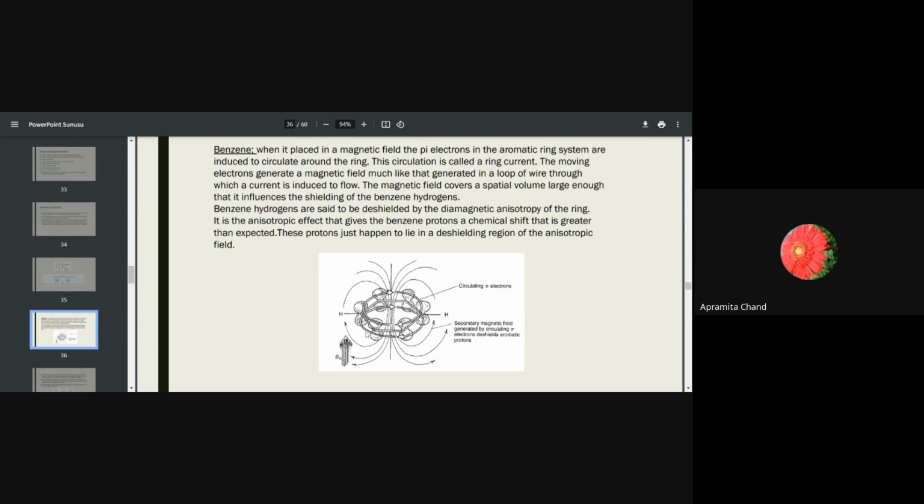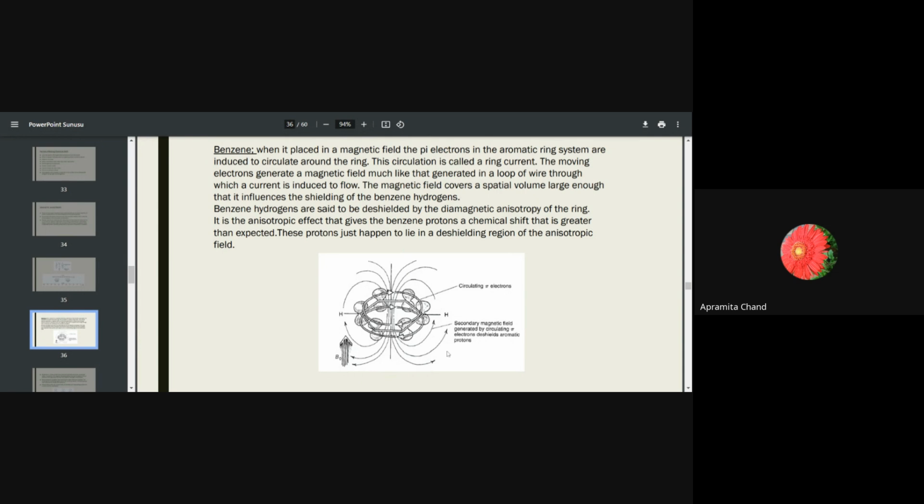Because of the ring, the pi electrons within the ring are also circulating. This is called a ring current, and it is like a loop of wire. It is designed to flow in this particular direction. When we are seeing the geometry, this ring current is flowing in this direction, the magnetic field is in the upper direction, and because of this loop, electrons are also flowing around the ring like this.